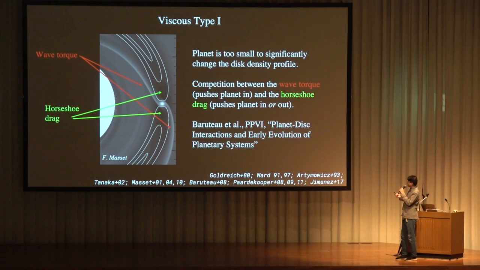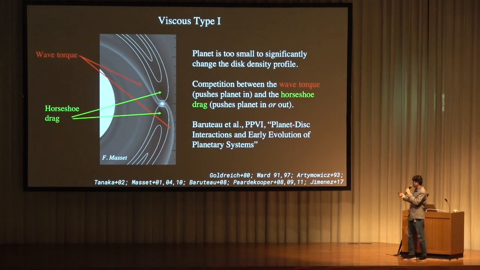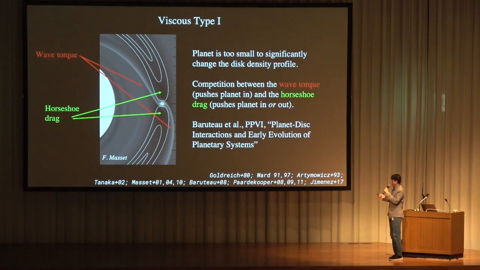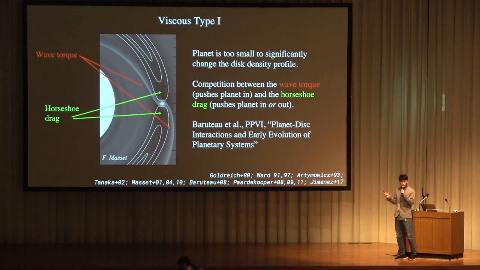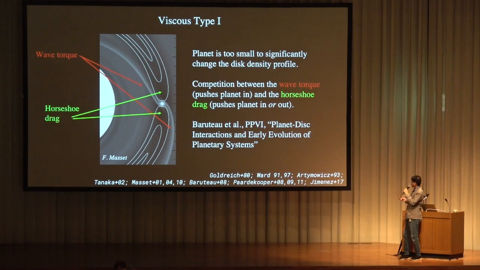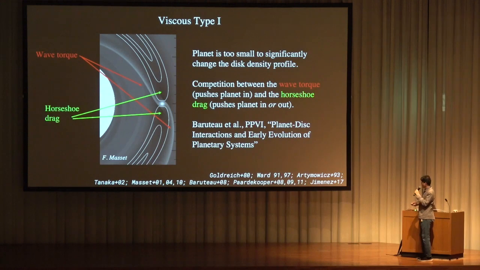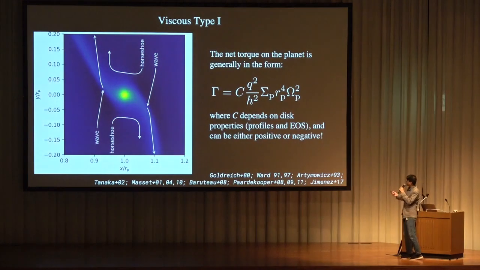The substance of viscous type 1 was described in detail in PP6 under the chapter Planet-Disk Interaction and Early Evolution of Planetary Systems. So here, I'm not going to give any more details than this, other than to say that this is a very well understood part of planet migration. And all of this, in that chapter, I'm going to summarize with this single equation over here.